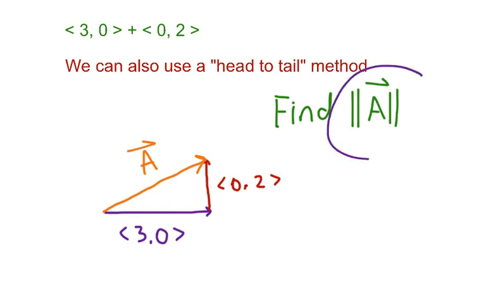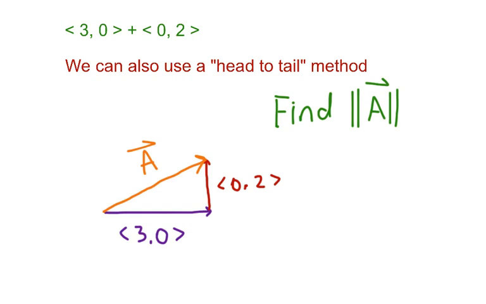And so this symbol right there means the magnitude of the vector A. When you see that, it means find the length. How long is this vector right there? That's what we're asking you right now. So to find the magnitude, we would use the Pythagorean theorem.